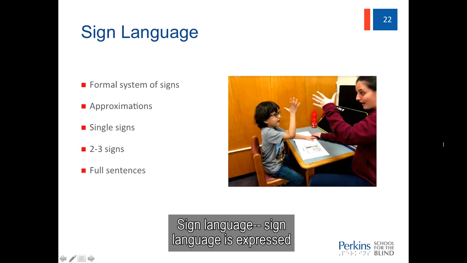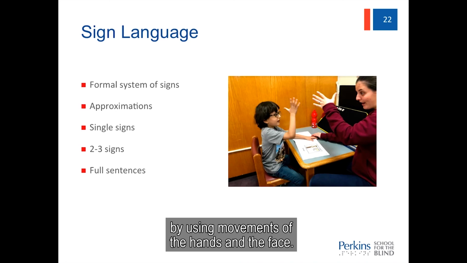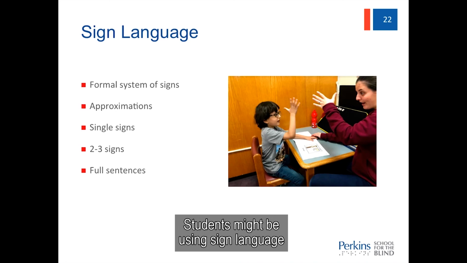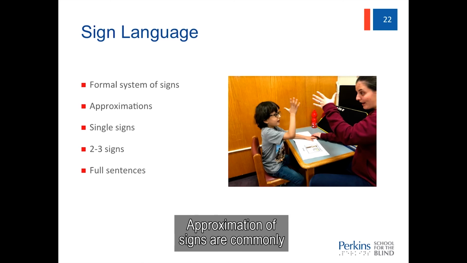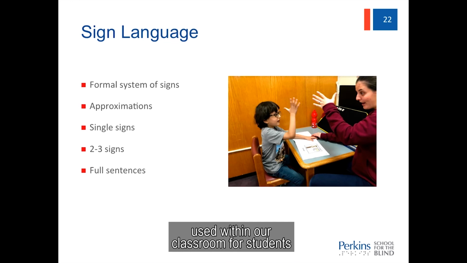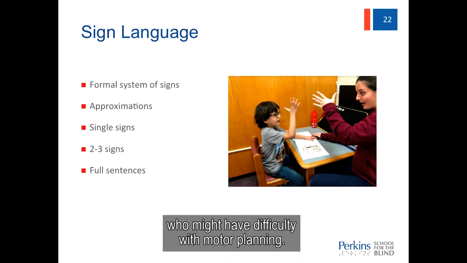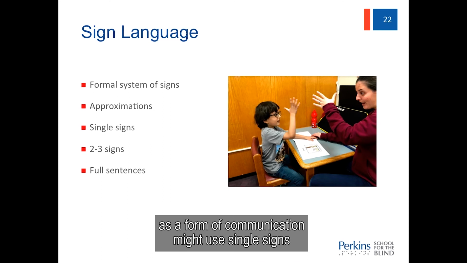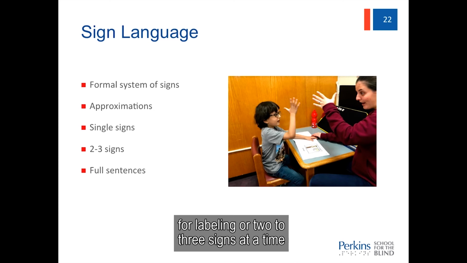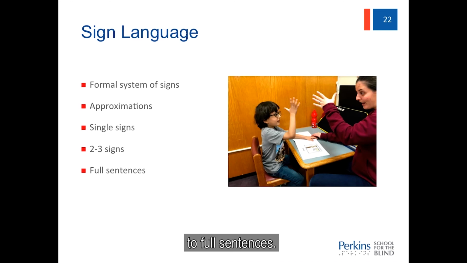Sign language is expressed by using movements of the hands and the face. Students might be using sign language as a more formal system of signs to communicate. Approximation of signs are commonly used within our classroom for students who might have difficulty with motor planning. Students who are using sign language as a form of communication might use single signs for labeling or 2 to 3 signs at a time to full sentences.